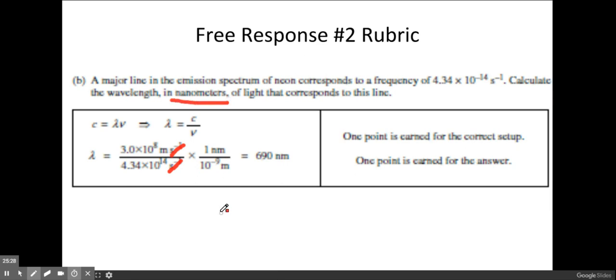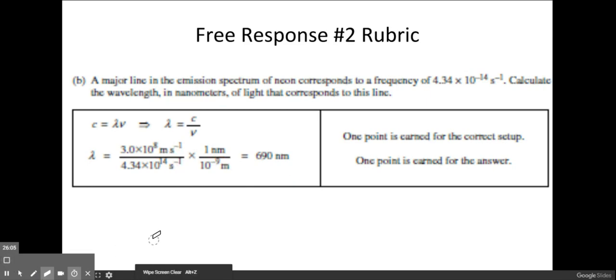They want nanometers, right? So we have to go over here and we have to cancel our meters and end up in nanometers. So you got to have this conversion factor in here. And I remember nano, 10 to the minus 9, or 10 to the 9 nanometers in a meter for that conversion factor. And so then you're going to get 690 nanometers. 1 point is earned for the correct setup. So if you just did the algebra right and put the numbers in the right place, you're going to get a point. A second point is going to be earned for getting this actual answer in nanometers. All right.